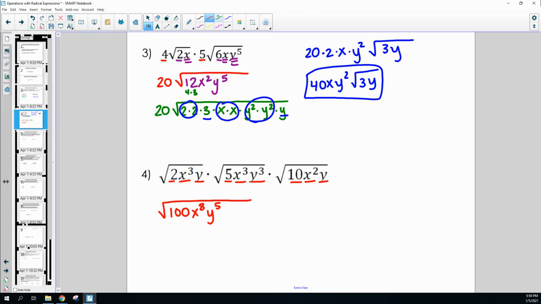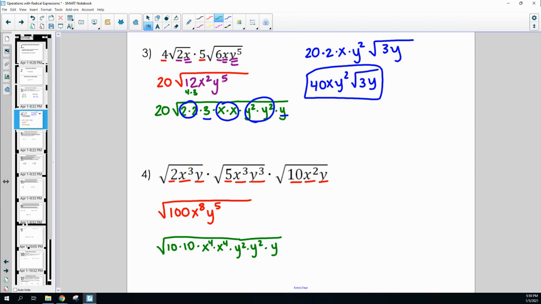So now I have one single radical, so I'm going to then break this up. So 100 is a perfect square, so I can write that as 10 times 10. X to the 8th is even, so it is divisible by 2. So I'm going to make this x to the 4th times x to the 4th. And then y to the 5th is similar to the previous problem. So 5 is not divisible by 2, but 4 is. So we're going to make this y squared times y squared with one extra y left over.